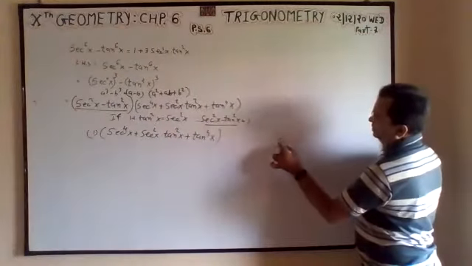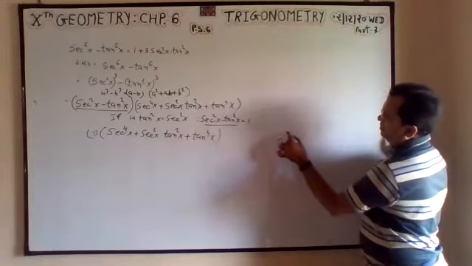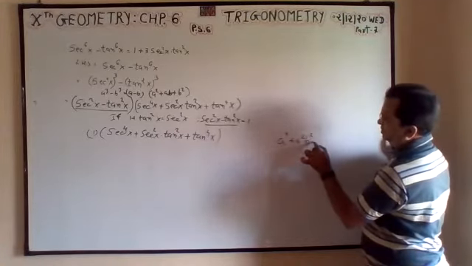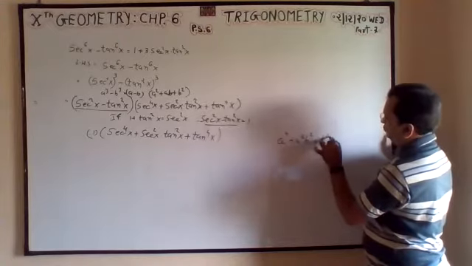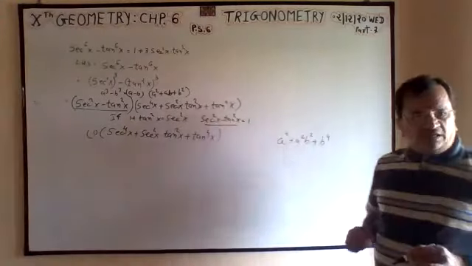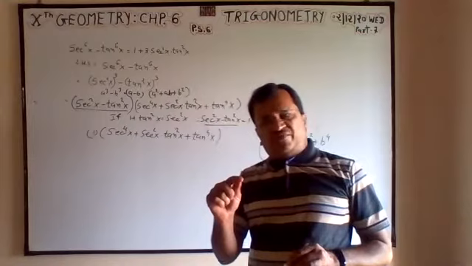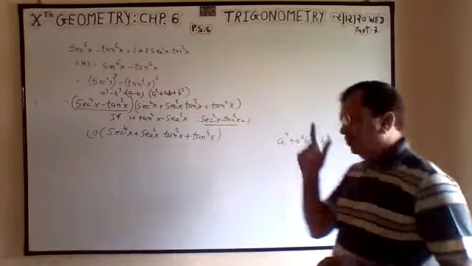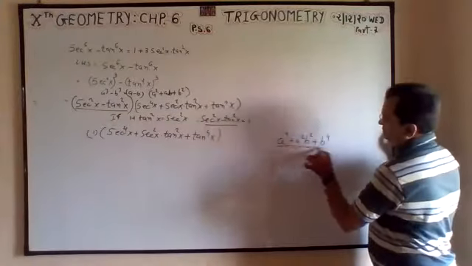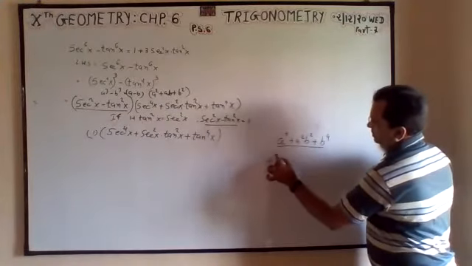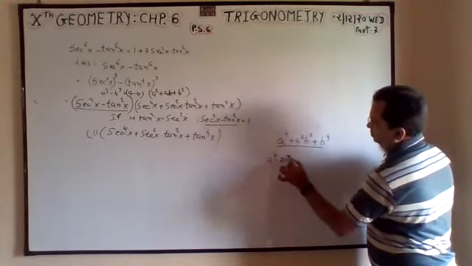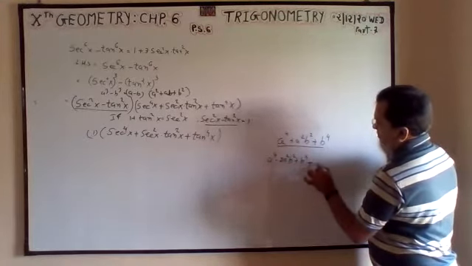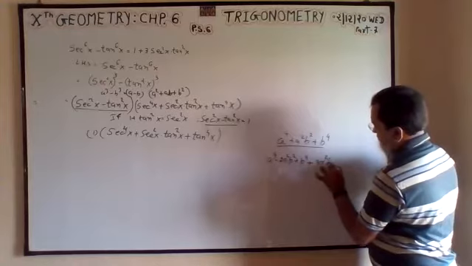Now again, a raised to 4 minus a square b square plus b raised to 4, I have. I want to convert this into a perfect square but in a minus b form, not a plus b form. For example, I can write a raised to 4 minus 2 a square b square plus b raised to 4 plus 3 a square b square.